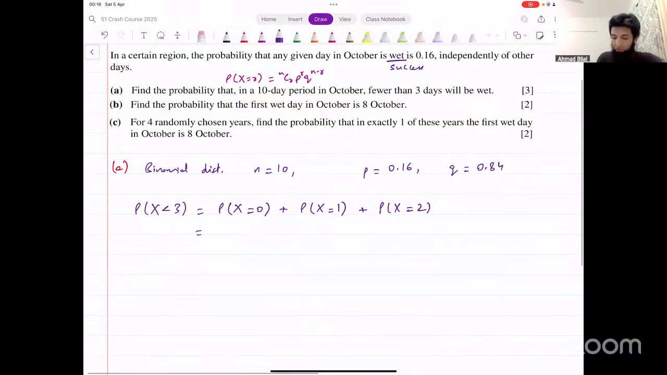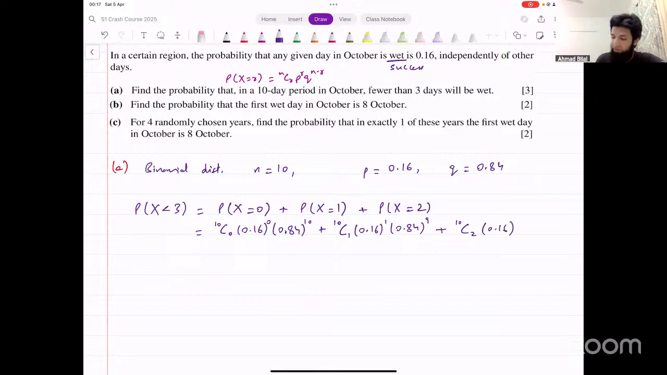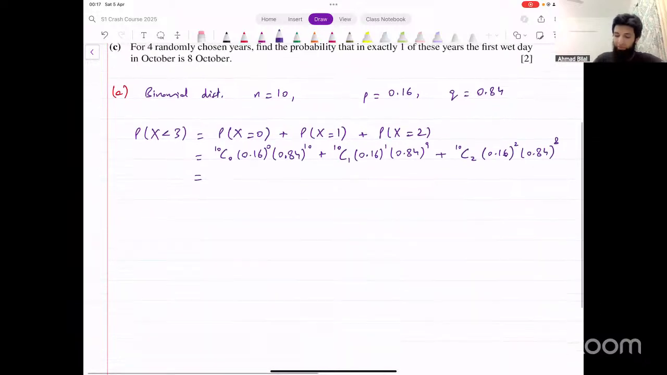Let's apply the binomial formula on each one of them one by one. N is 10, so it becomes 10C0 into 0.16 raised to power 0 into 0.84 raised to power 10 minus 0, which is 10, plus 10C1 into 0.16 raised to power 1 into 0.84 raised to power 10 minus 1, which is 9, plus 10C2 into 0.16 raised to power 2 into 0.84 raised to power 8. And that should give you the result. You can see what this turns out to be.